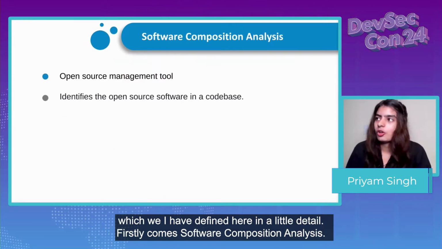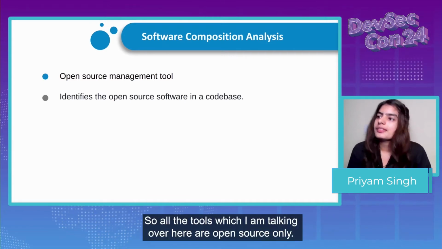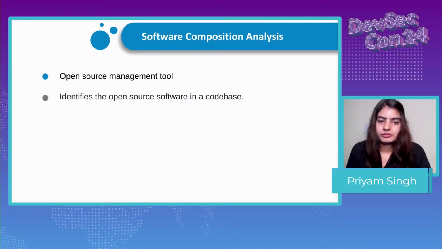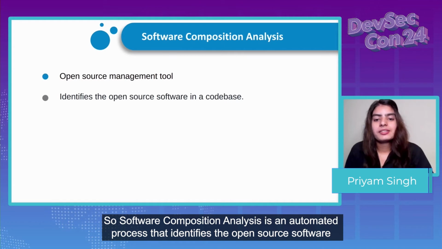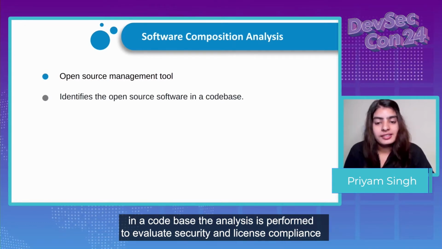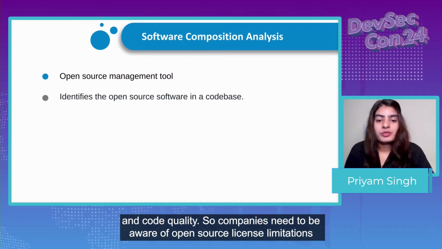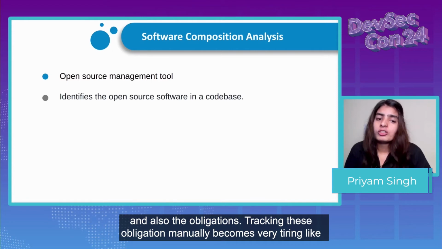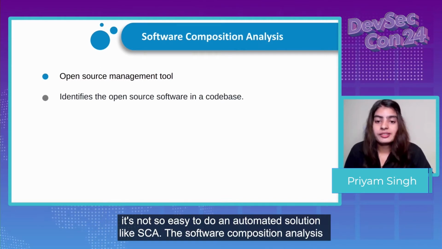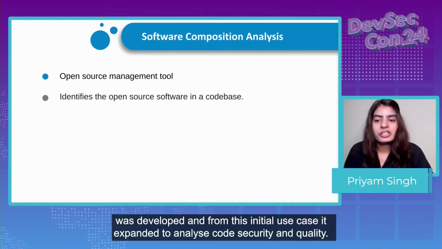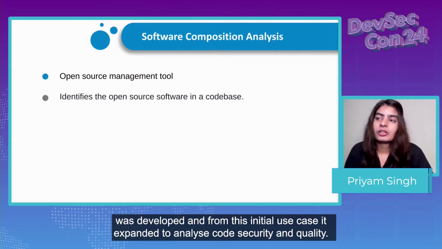Firstly comes software composition analysis. All the tools which I am taking over here are open source only. Software composition analysis is an automated process that identifies the open source software in a code base. The analysis is performed to evaluate security, license compliance, and code quality. Companies need to be aware of open source license limitations and also the obligations. Tracking these obligations manually becomes very tiring, it's not so easy to do. An automated solution like SCA was developed, and from this initial use case, it expanded to analyze code security and quality.